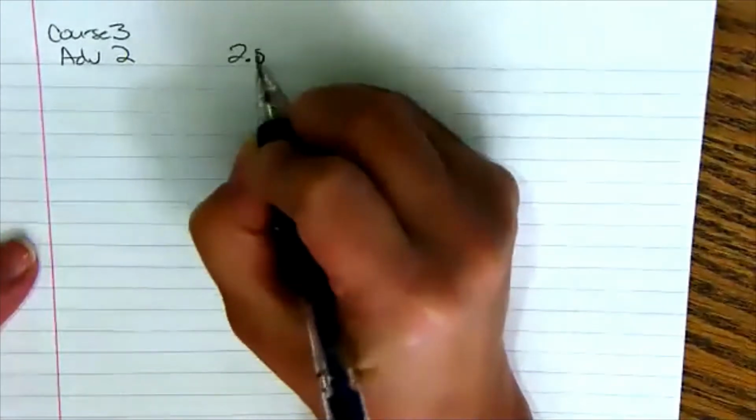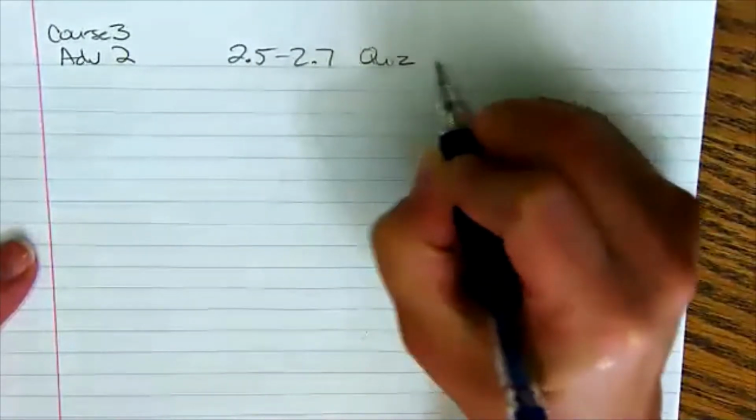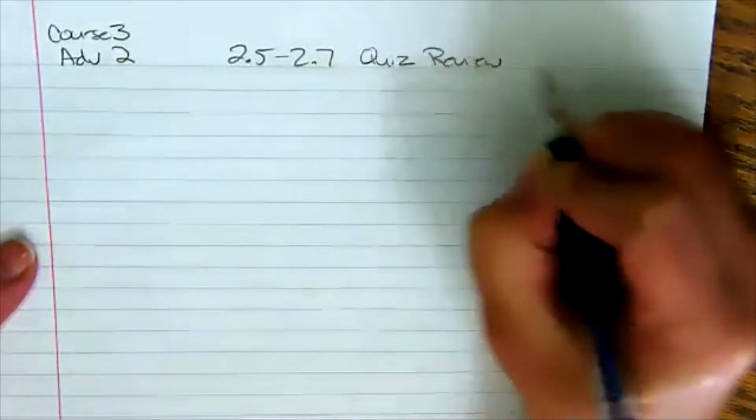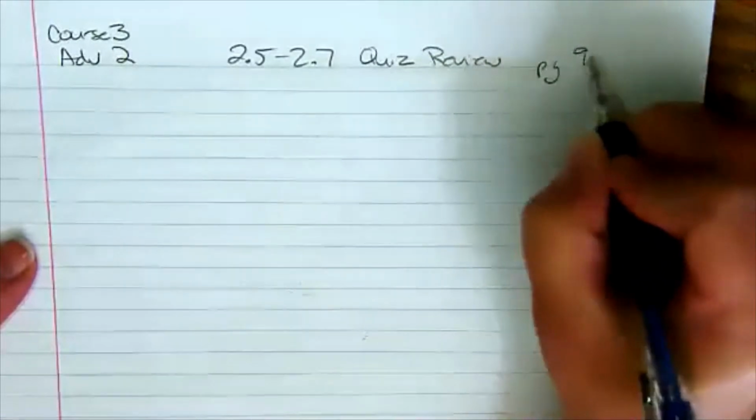Okay, if you are in 7 Excel, we are working from the Advanced 2 textbook. If you are in Math 8, we are working from the Course 3 textbook. We are doing 2.5, 2.7 quiz review, and it can be found on page 90.